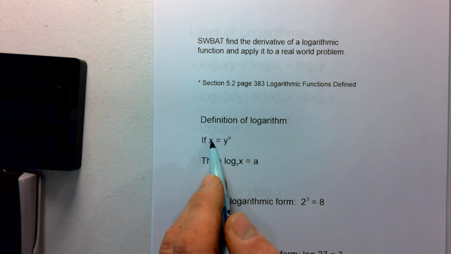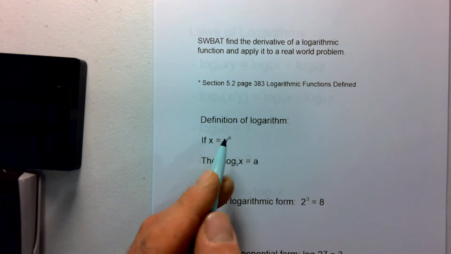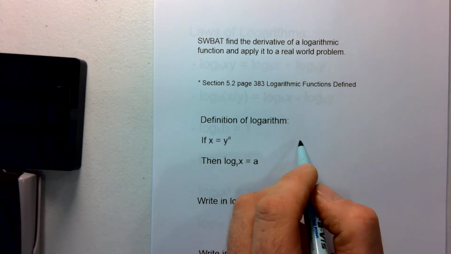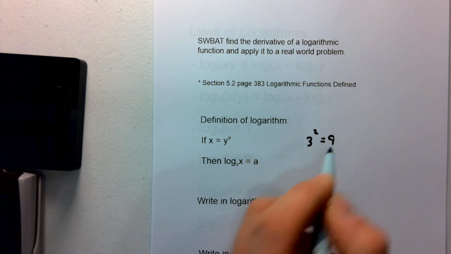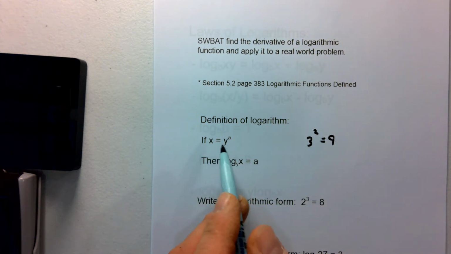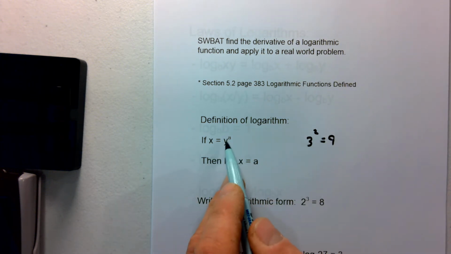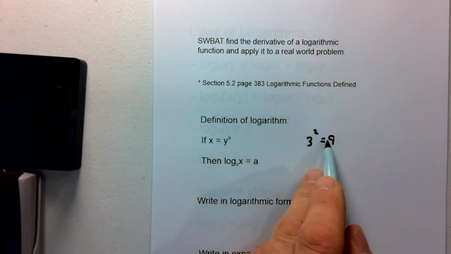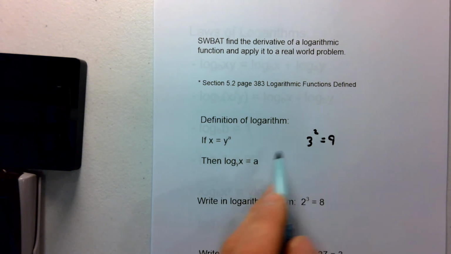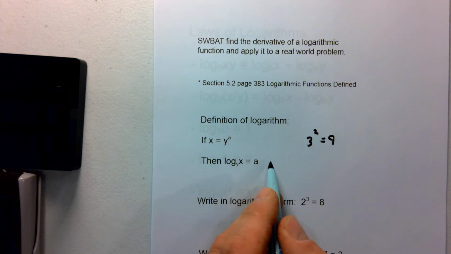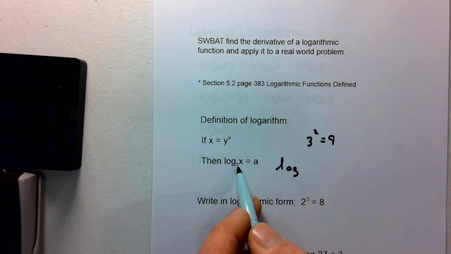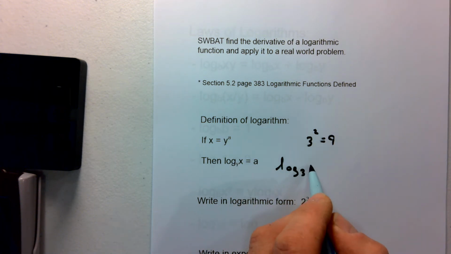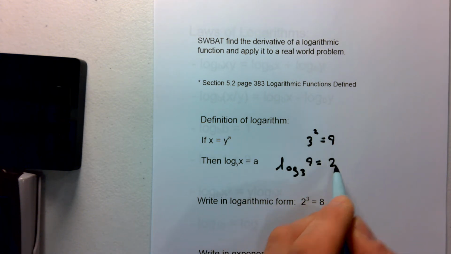So if we let x equal y to the a, so if some number equals y to the a, what does that mean? Well, we know, say if I gave you 3 squared, we know 3 squared equals 9, don't we? Hopefully, yes. So our y there would be 3, our a would be 2, and our x would be 9. So we know that 3 squared equals 9. In logarithmic form, we can say that log base 3 of 9 equals 2.